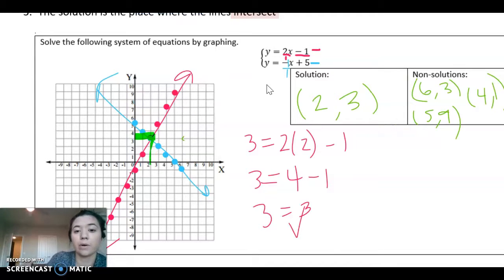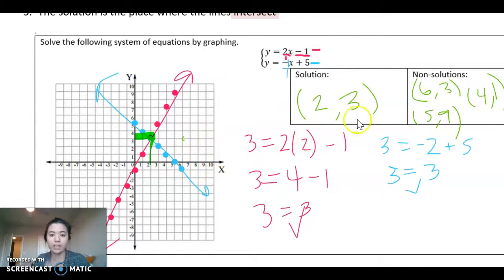Now plug it into the blue equation. We know what y is. 3 equals negative 2 plus 5. That gives me 3 equals 3. So, beautiful. Yes, 2, 3 is in fact a solution. We graphed it right. So, if you are fearful you did it wrong, all you need to do is take your point, plug it in, and if you get something true and true, you did it right. No worries. Move on to the next one.